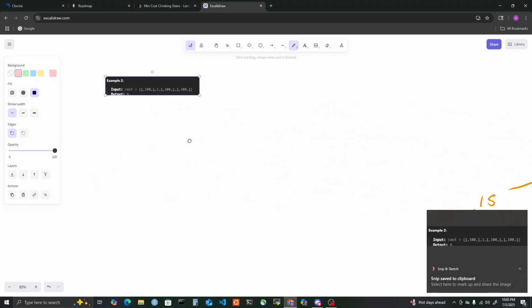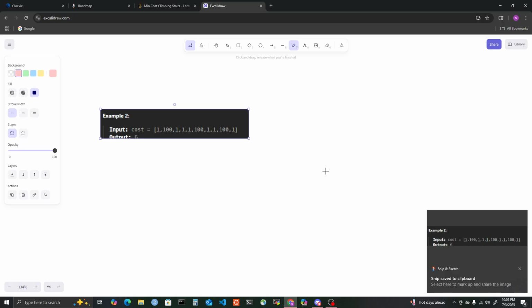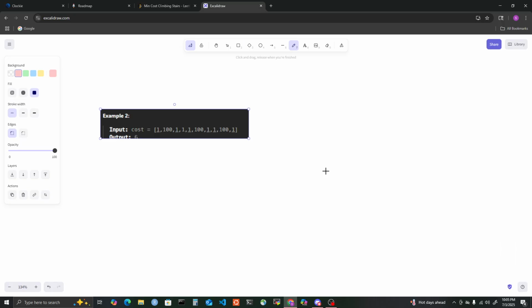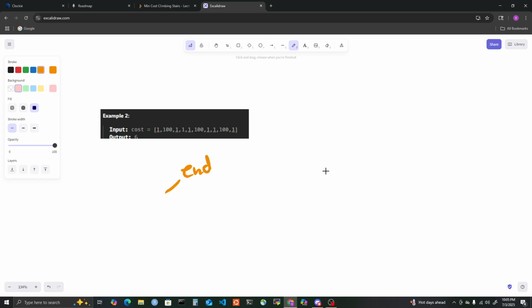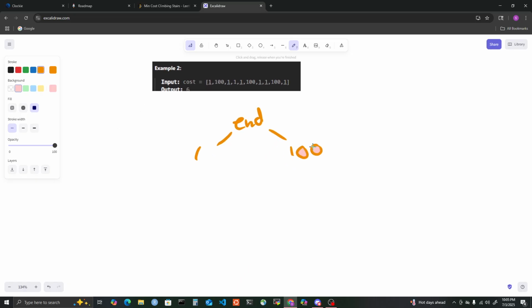Something like this, where now I have multiple things to look at. So from end, I can do 1, or I can do 100, right? And then from 100, I can do 1, or 100. I think you just choose the minimum, right?